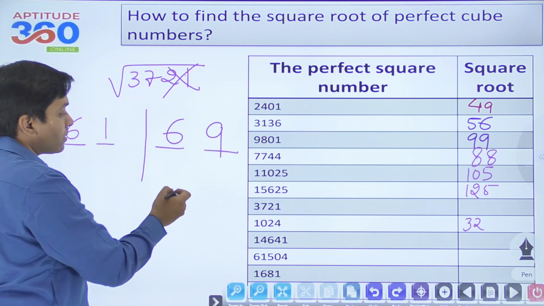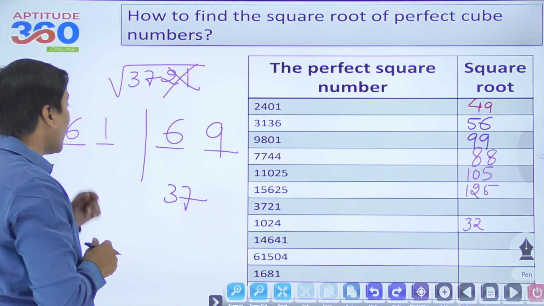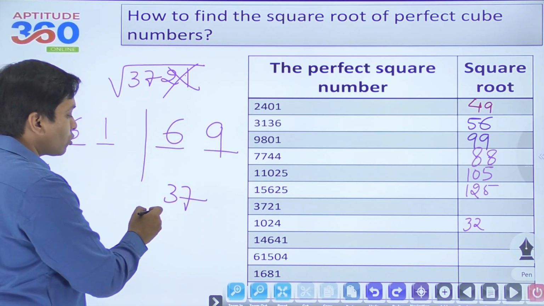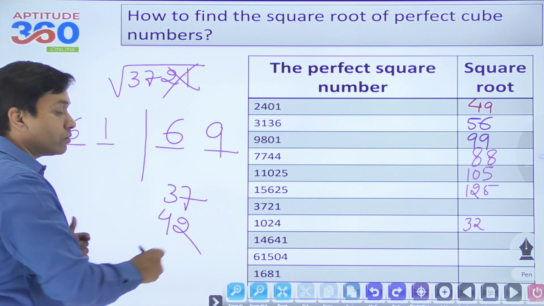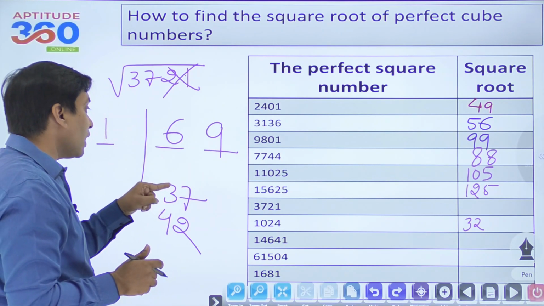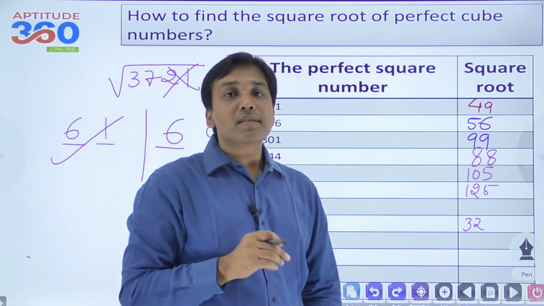Now how do we discard this? Our number is 37. Is that okay? And the number that we will generate is 6 into 7. So 6 into 7 is 42. Out of these two numbers, which is smaller? Our number is smaller and hence the square root of this number is going to be 61.